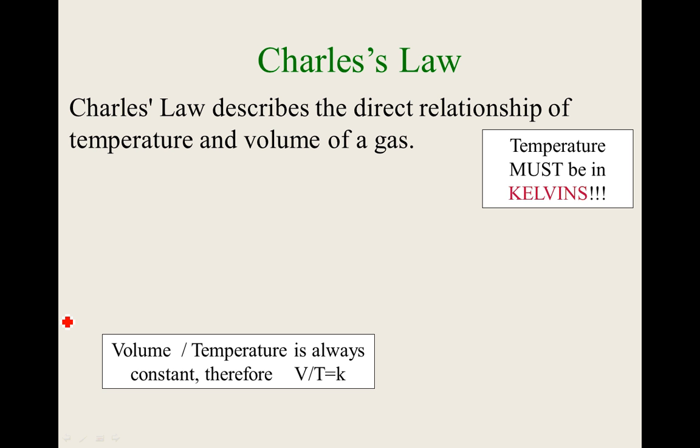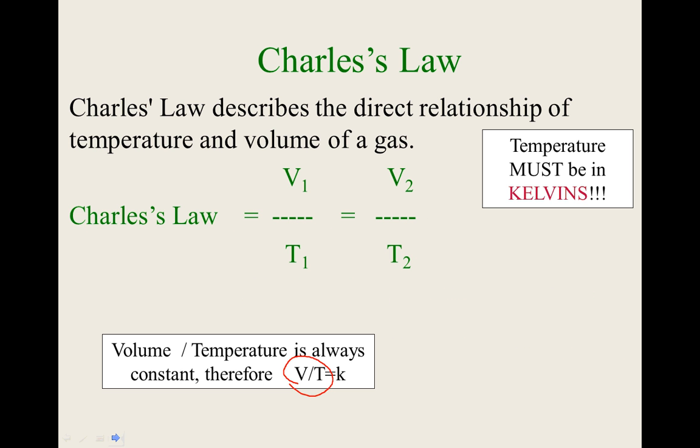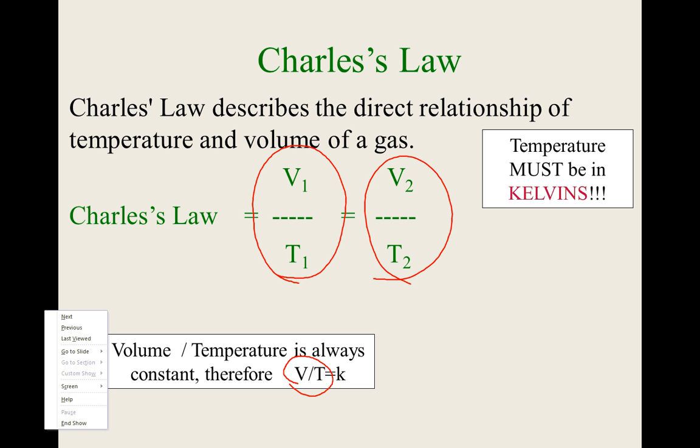Now, yesterday you told me, I hope on the lab, that it was P times V equals K. But today, all the others are going to be V over T, or whatever the other variables are, giving us some constant. So when you're doing your problems today, for Charles' law, it's going to be V1 over T1 equals V2 over T2. That's what you're going to be looking for.